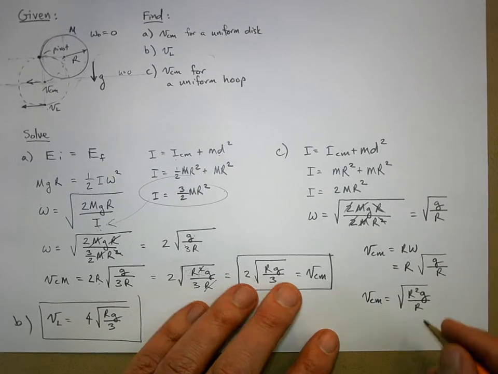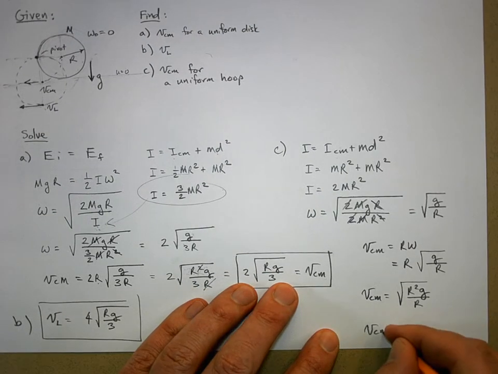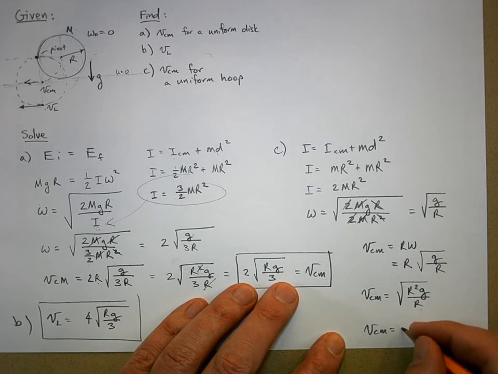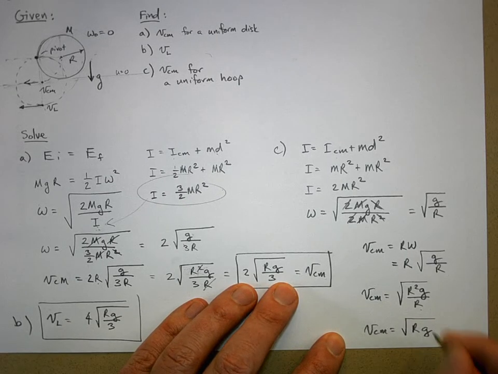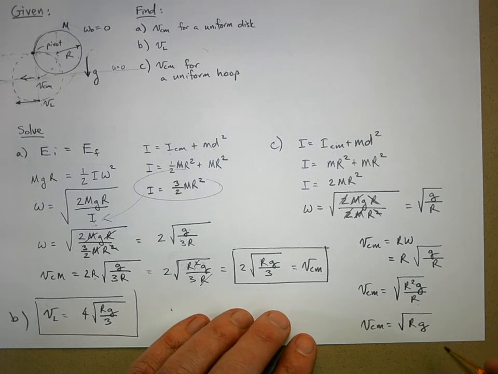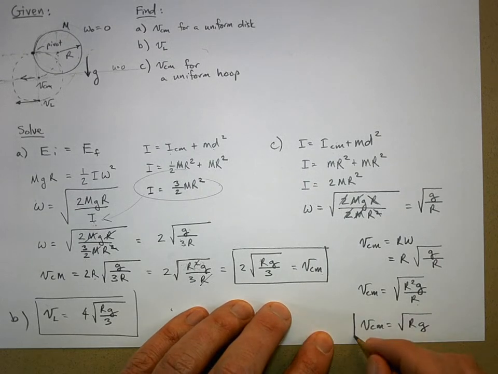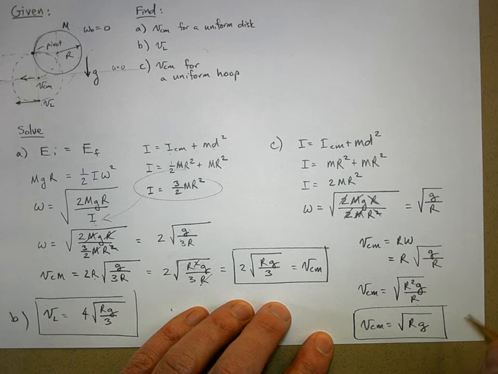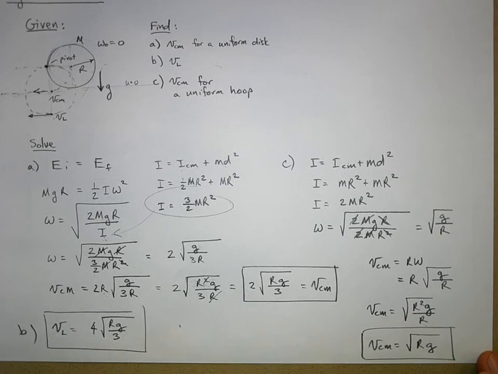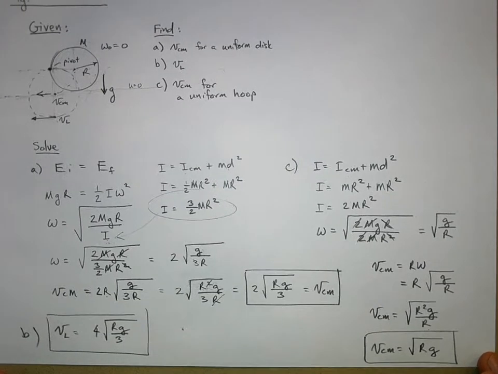And we get the velocity of the center of mass is the square root of rg. Is that correct? Is that okay? Darius, is this right? Yeah. Okay. When you multiply the r in, that's what I was getting. Yeah. That's how to simplify it. Okay.